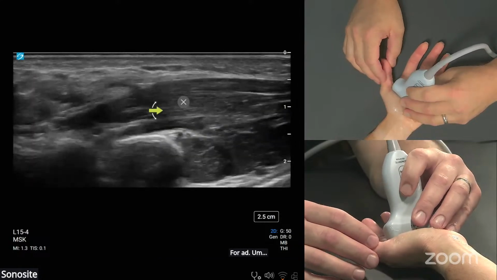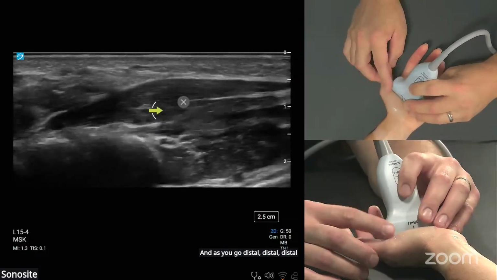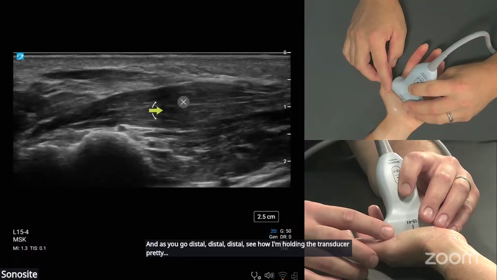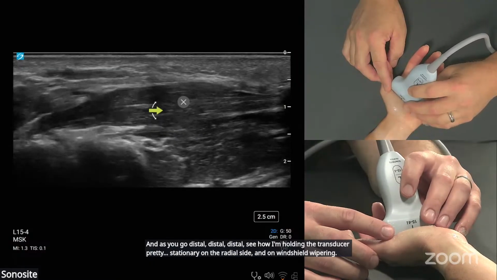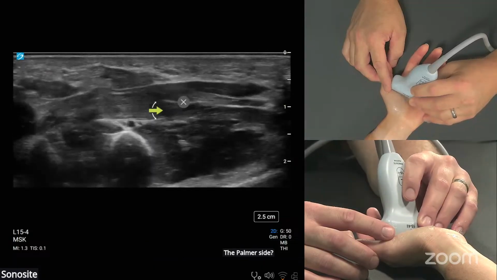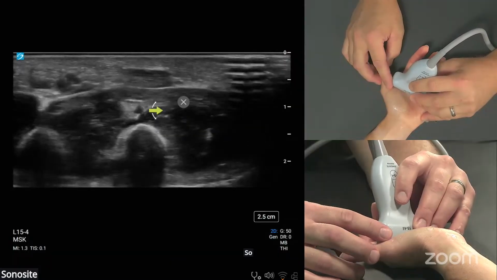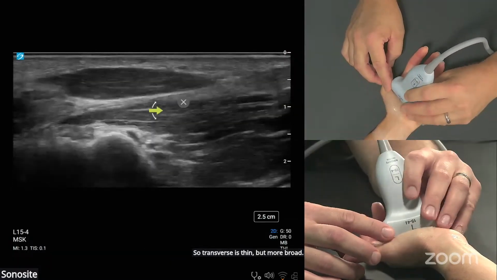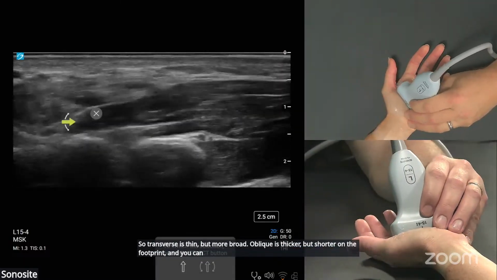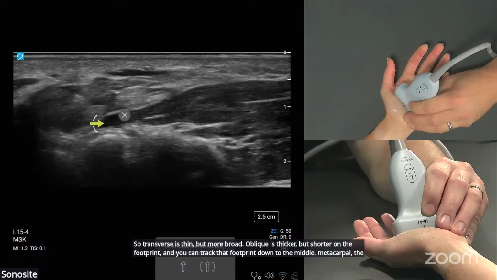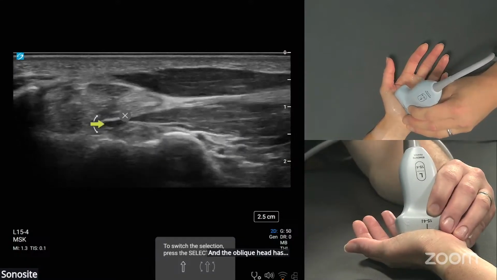So the bigger that moving thumb muscle, the adductor, ADD for add, the bigger that muscle belly, you're on the oblique head. And as you go distal, distal, distal, see how I'm holding the transducer pretty stationary on the radial side, and I'm windshield wipering the palmar side. And then you get a thin band. That's your transverse. So transverse is thin, but more broad. Oblique is thicker, but shorter on the footprint. And you can track that footprint down to the middle metacarpal, the third right here. And the oblique head has origins all the way back to the capitate.